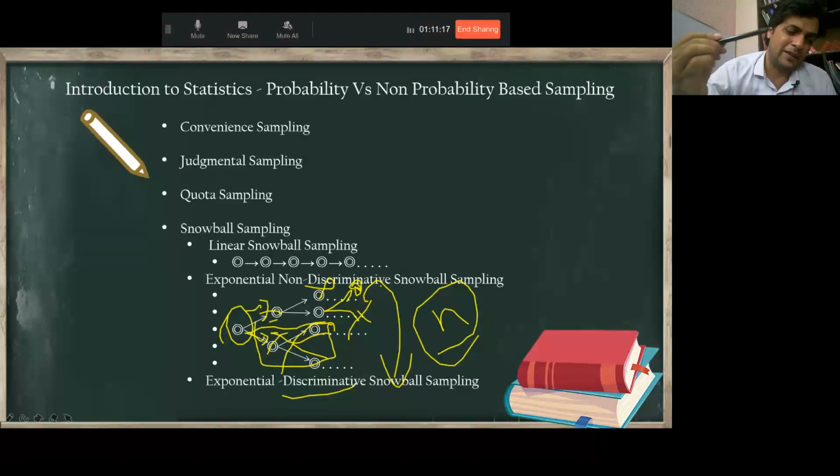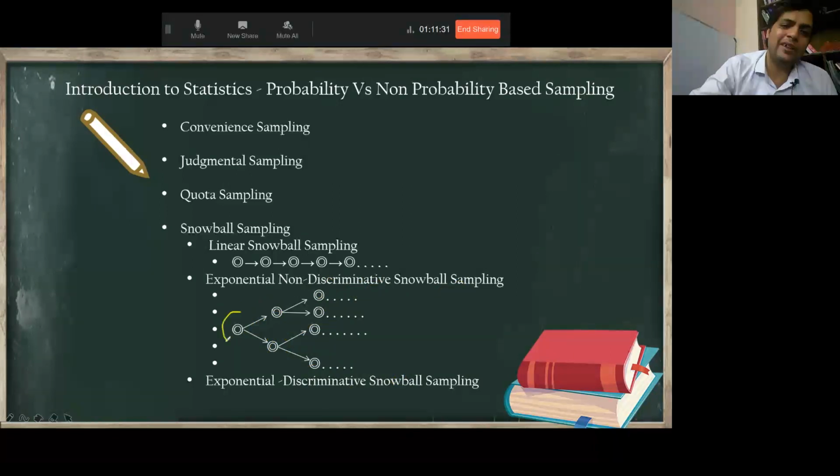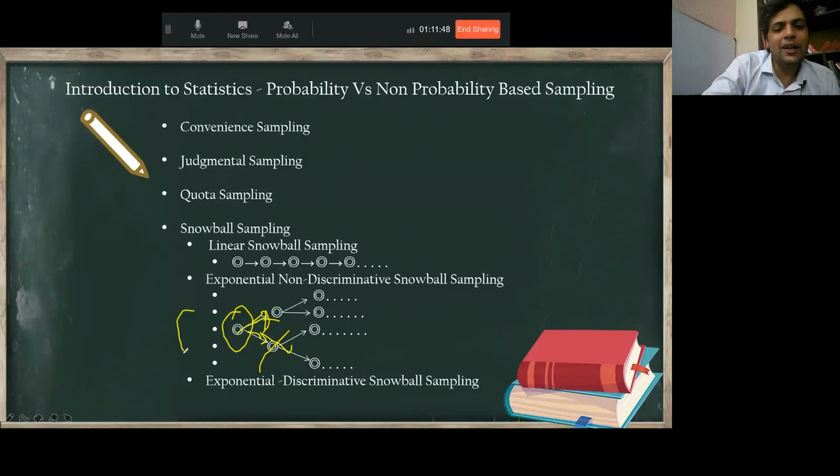For example, another example, okay, this is a bad example, but just to make you understand. One guy referred me two people who are working in an international company, but one is an educated person and the other one is an uneducated person. I say I don't like an uneducated person, I go with the educated person. Right, so there can be a misrepresentation in this kind of discriminative snowball sampling, because here there are personal choices.